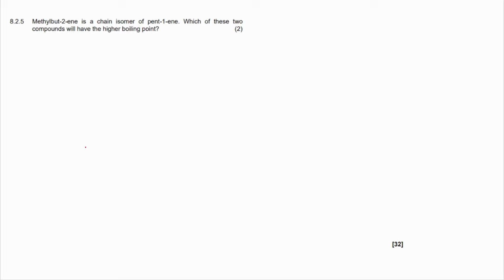8.2.5. Methyl 2-butene is a chain isomer of pent-1-ene. I say that as a fact now. We don't have to be checking true or false. Which of these two compounds will have the higher boiling point? Okay, so let's figure out.